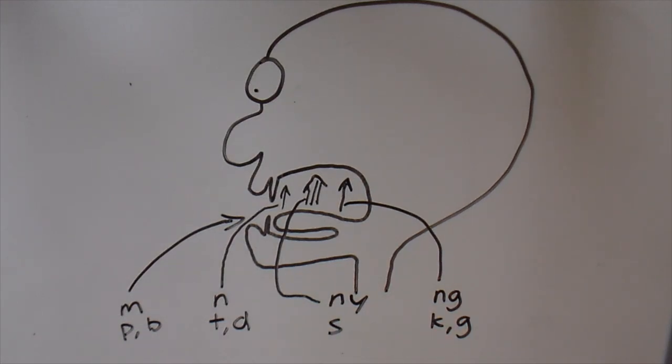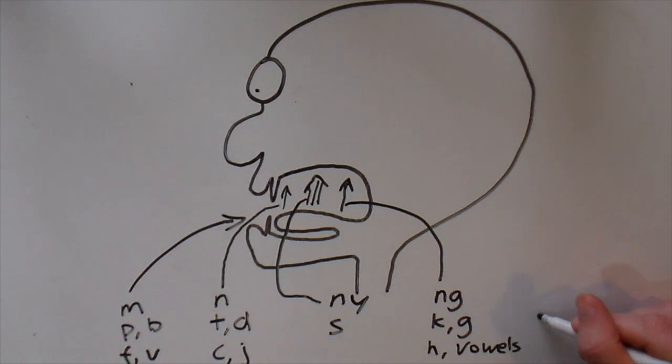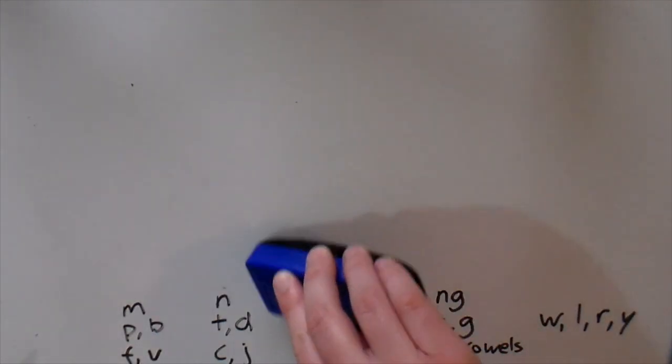In English, s is pronounced in the same place as t and d, but in Indonesian, the back of the tongue is raised too. H and all vowel sounds are pronounced in the same place as k, g, and ng. F words are also pronounced with the lips, same as V words. Ch and j are pronounced in the same place as t, d, and n. And w, l, y are all pronounced in a different manner. They're called liquids, so they act a little bit different.